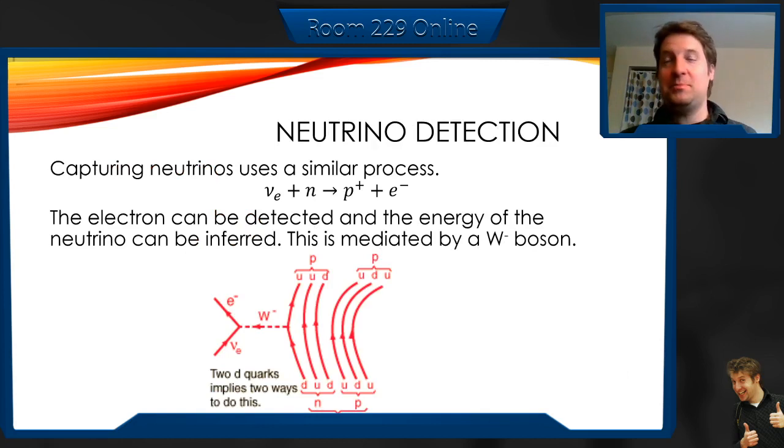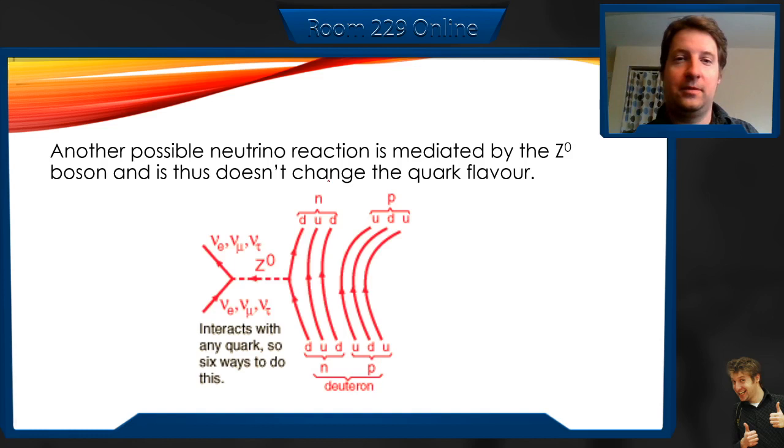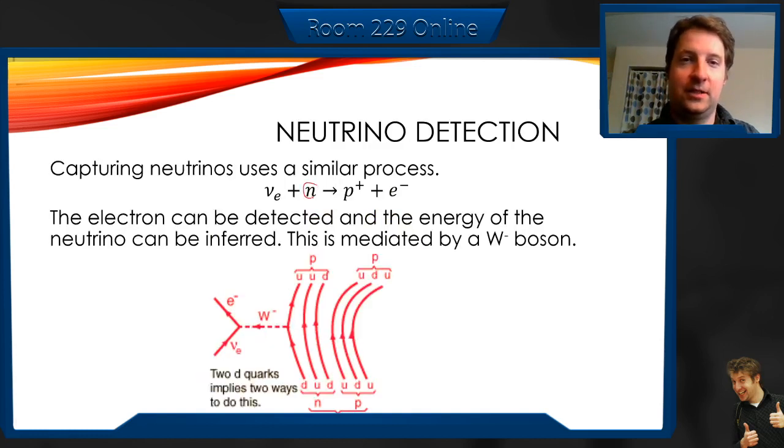Now, this is possible because this beta decay process can happen in reverse as well. So for example, here we can have an electron neutrino coming along, and it smacks into a neutron, and that creates a new proton and an electron. This is what happens in these detectors.